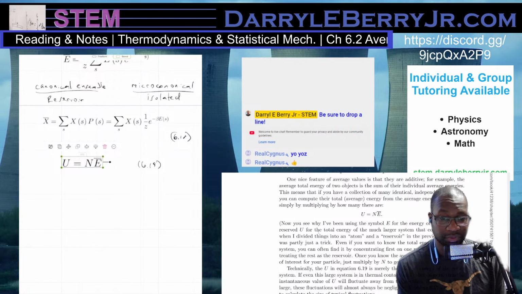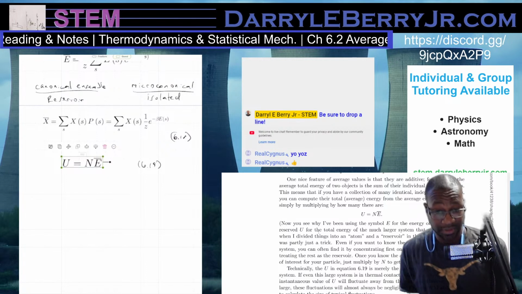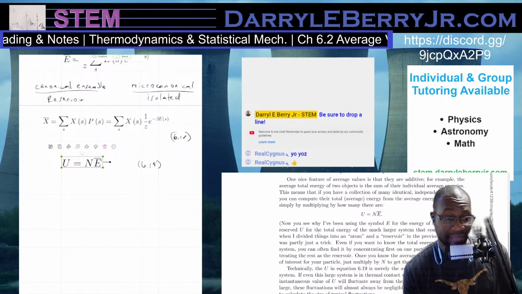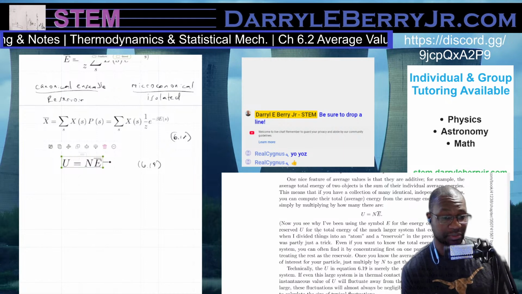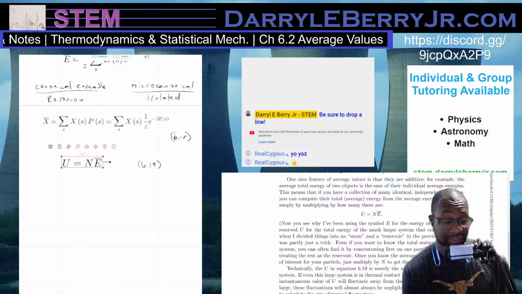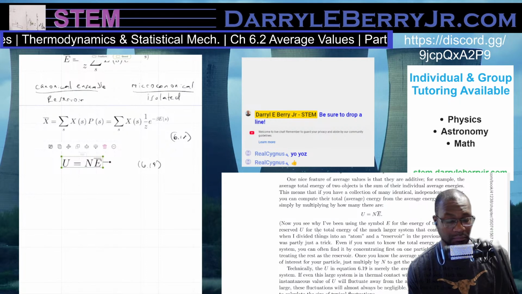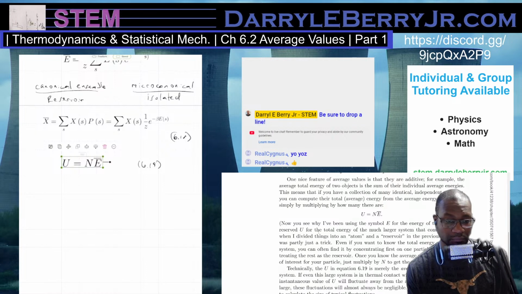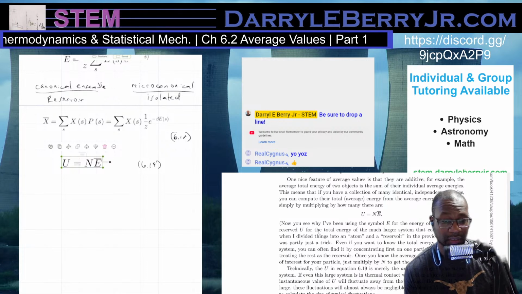Now you see why I've been using the symbol E for the energy of the atom. I've reserved U for the total energy of the much larger system that contains E. So when I divided things into an atom and a reservoir in the previous section, it was partly just a trick. Even if you want to know the total energy of the whole system, you can often find it by concentrating first on one particle in the system, treating the rest as a reservoir. Once you know the average value of the quantity of interest of your particle, just multiply by N to get the total.